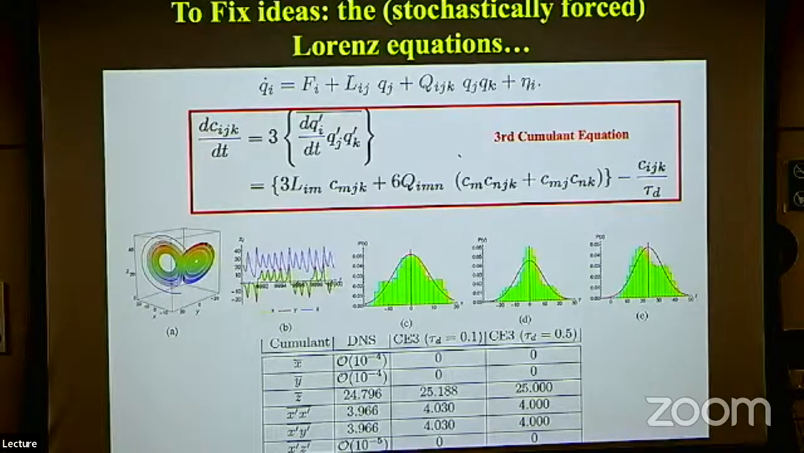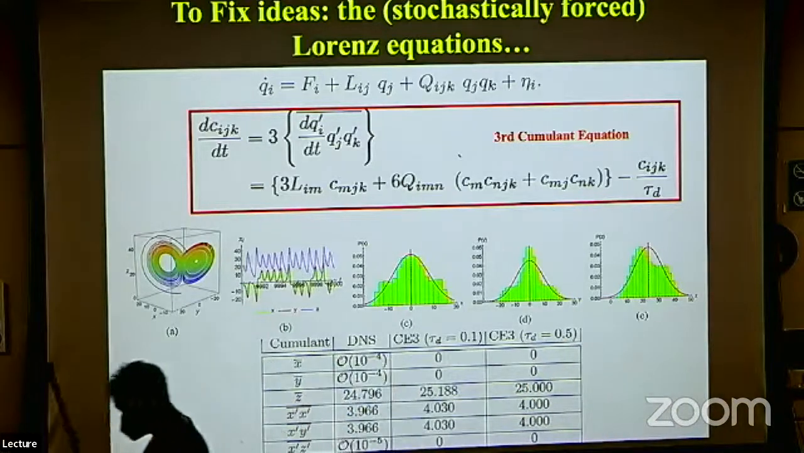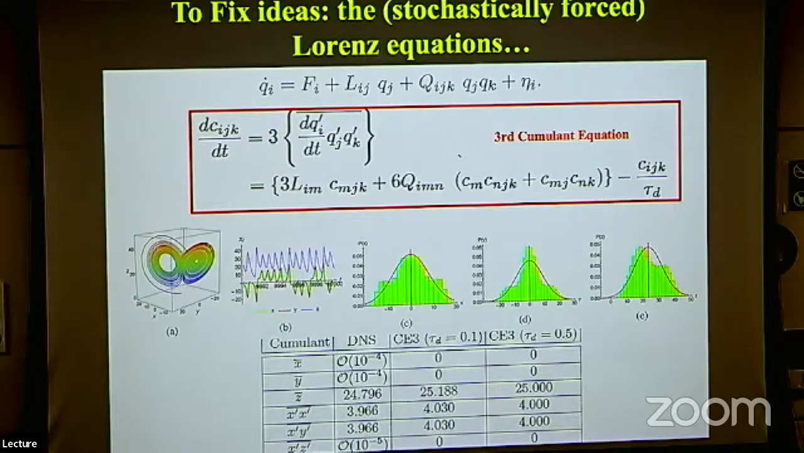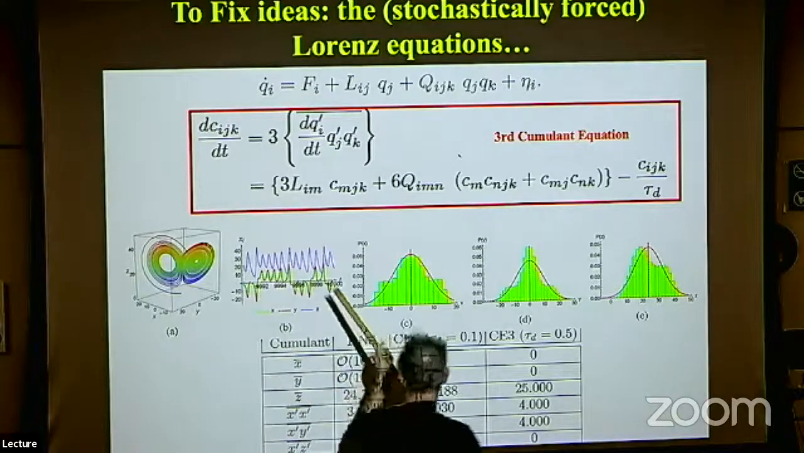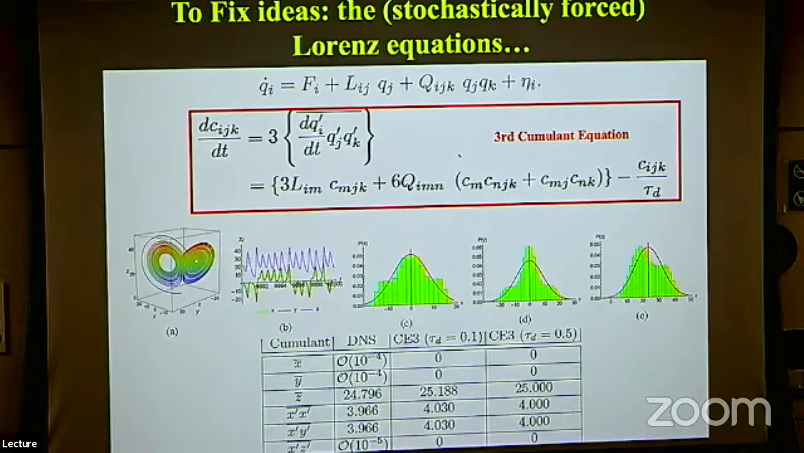Okay, so the Lorenz system is not going to be very well described by a quasi-linear system. The Lorenz system is about as nonlinear a dynamical system as you can get. So we might want to go a bit further and do CE3, which is a cumulant expansion truncated at third order with some model for the higher order cumulants. And I'll come back to modeling in a minute.